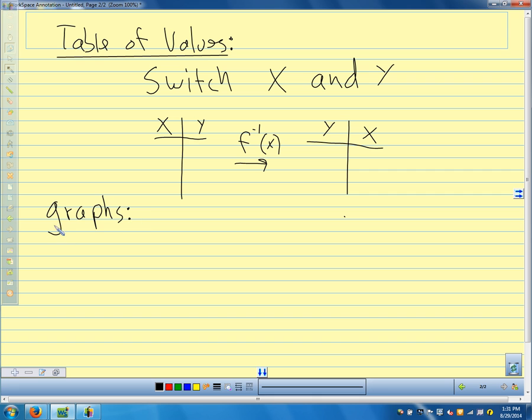Graphs. If we're looking at the graphs of two functions, how do we tell, by looking at the graphs, if those two are inverses of each other? The graphs of inverse functions do something special. You remember what they do. It involves a reflection. Do you remember?